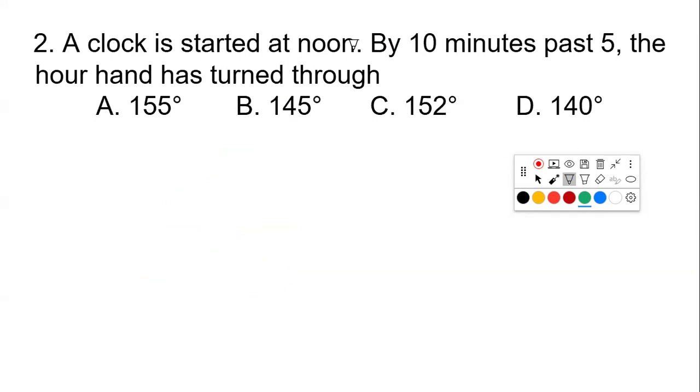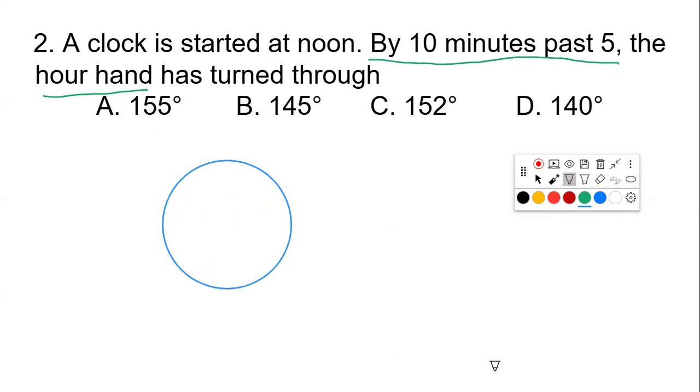A clock is started at noon. By 10 minutes past 5, the hour hand has... What is your focus? Your focus is only on the hour hand. It is not talking anything about the minute hand. By 10 minutes past 5, again let's take the example. What is 10 minutes past 5? Tell me what is the time 10 minutes past 5 means?